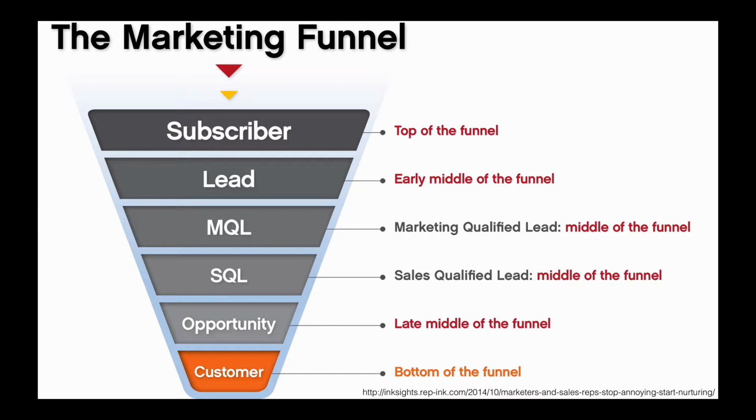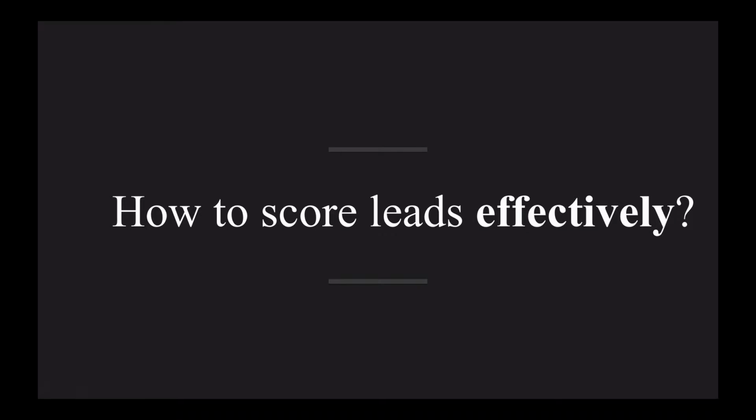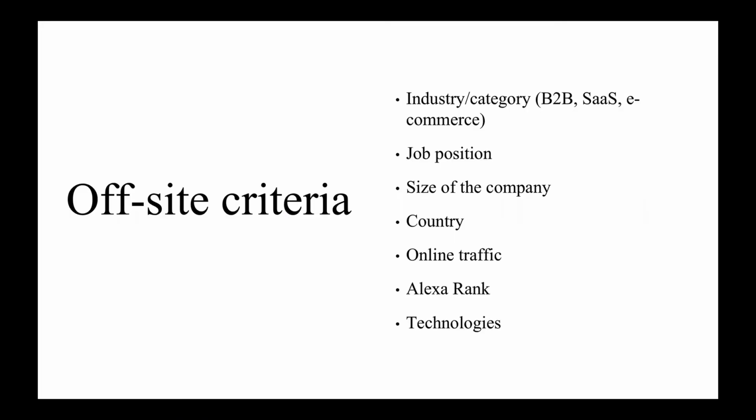So as you can see, in order to actually start with lead scoring, lead qualification, you need to ask yourself a question: where a particular lead is situated. And in order to do that, we need to find the very best answer to how to score leads effectively. And there are two types of criteria. Let's call them offsite and onsite. Offsite criteria, let's say that you attended a conference.